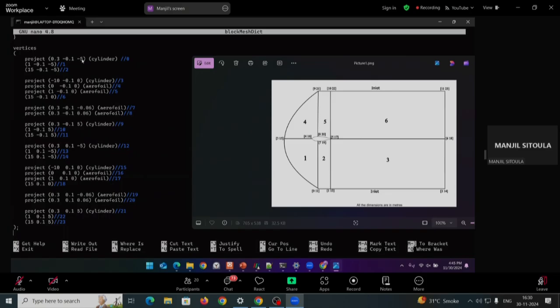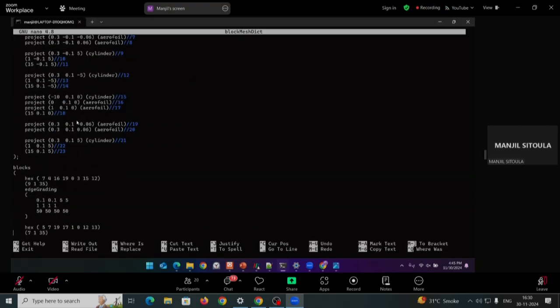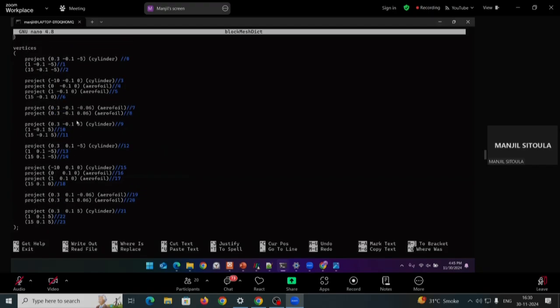It can be either 10, 11, 12, because at x equals 0.3 we only have two coordinates in the cylinder, that is this and this. And for the airfoil, we are doing it for the y equals -0.1 plane, and the other is the y equals 0.1 plane. So that is the backward and the forward plane, front and back plane.